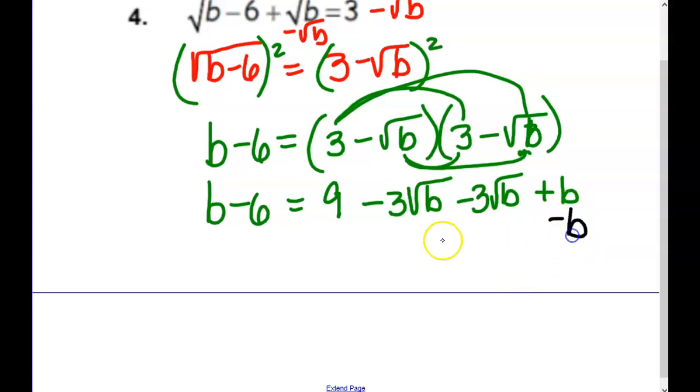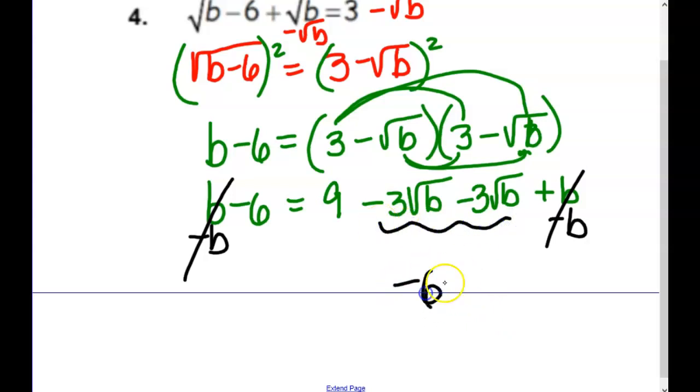We can subtract this b off each side. Everybody see that? So we don't have that anymore. Oh, so that just made it easier than I thought. Now what? We're going to combine these, and that'll be a negative 6 square roots of b. Can I move that 9 over to the other side at the same time? Would that be okay with everybody?